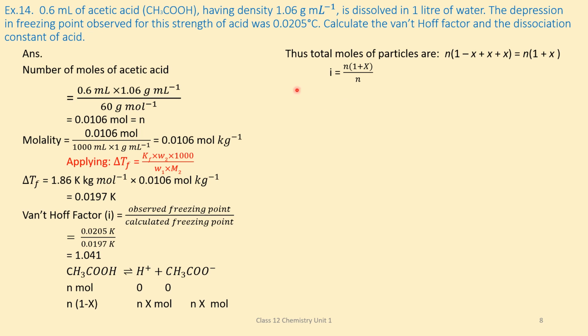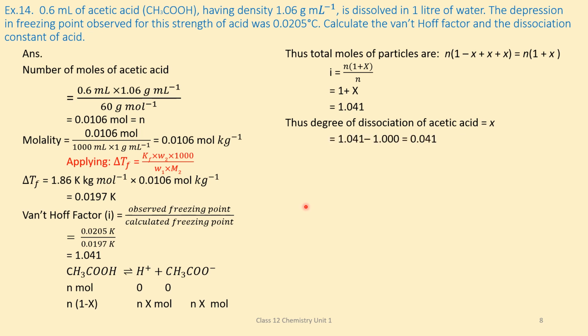So numerator is the number of moles after dissociation and denominator is before dissociation. Therefore, i is equal to n and n get cancelled. i is equal to 1 plus x, that is equal to 1.041. Thus, the degree of dissociation of acetic acid, x, is equal to 1.041 minus 1, that is equal to 0.041.